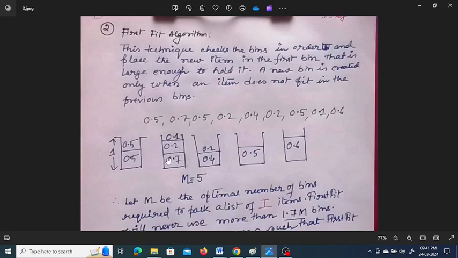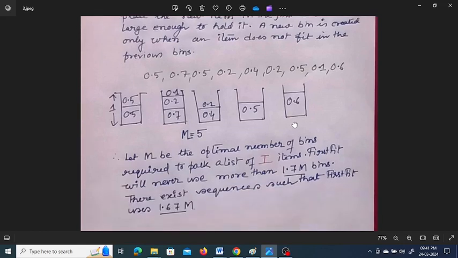So in bin 2, 0.1 can be accommodated, and finally you have 0.6, for which we need a new bin because you cannot accommodate it in bin 4 or bin 3, bin 2 is already exhausted, and bin 1 is not possible because it already has 1 unit. So you have to have this bin 5. This is called the first fit algorithm. For first fit, let m be the optimal number of bins required to pack a list of items. First fit will never use more than 1.7m bins. There exists a sequence such that first fit uses 1.67m.